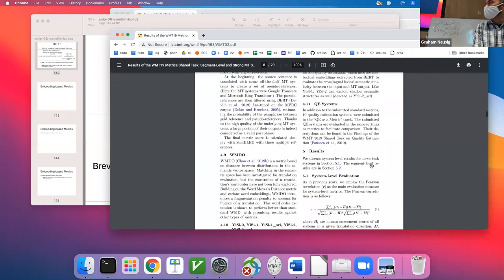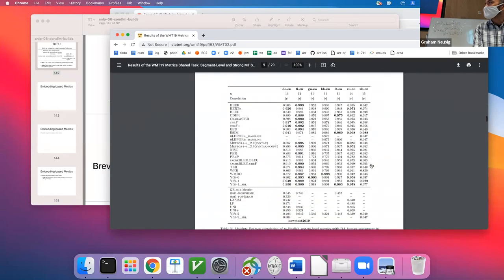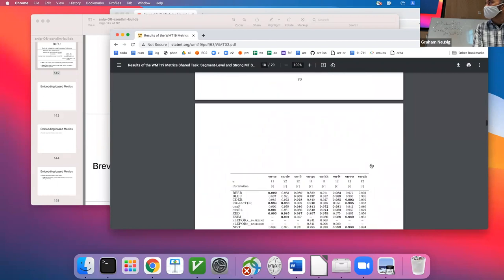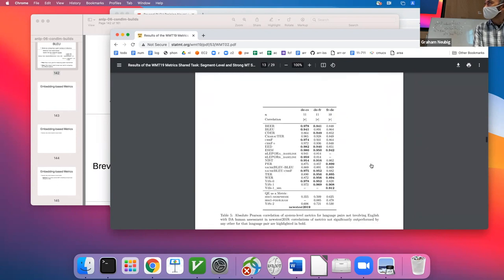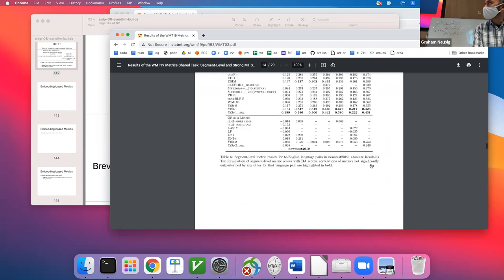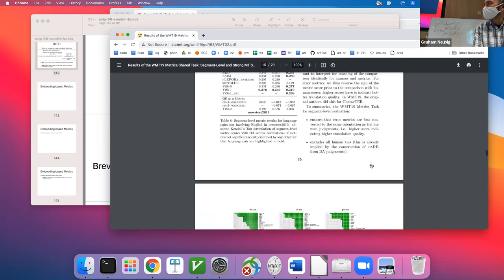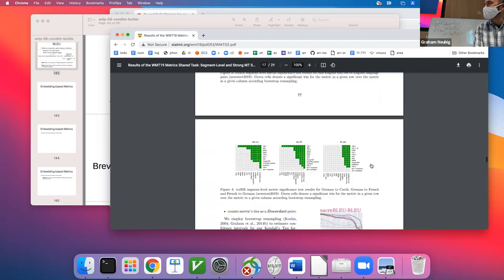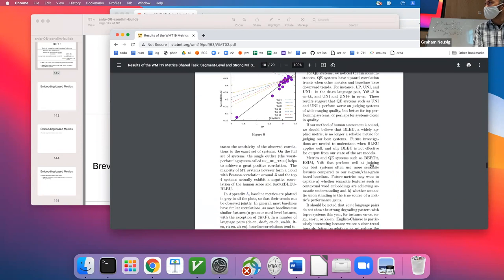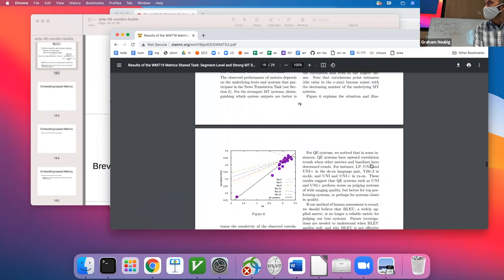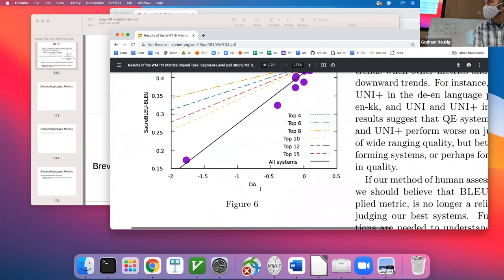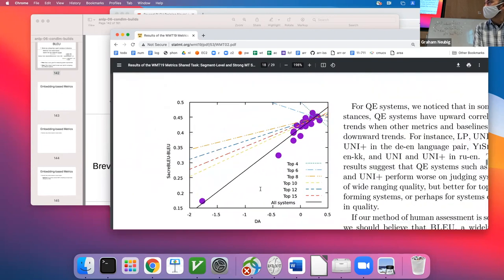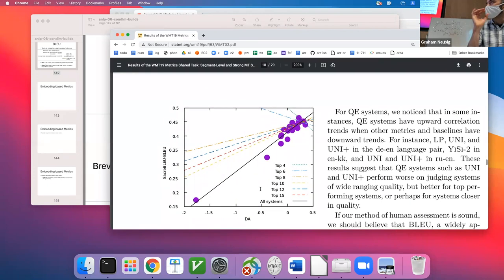So a lot of people submitted systems, and you measure the correlation on the segment level or on the system level. So how well can metrics distinguish between well-translated segments, and how well can they evaluate how well a system does against another. So this is an example.